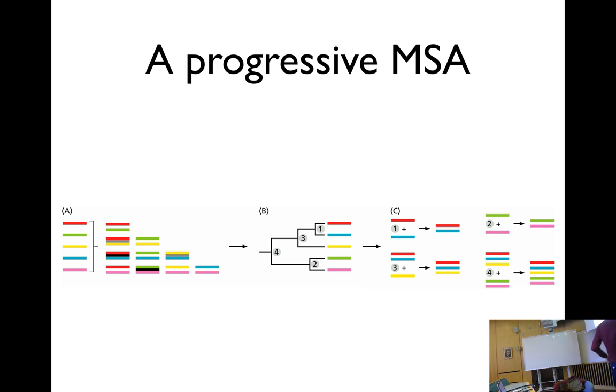Here you want to align these two sequences to the third sequence. But these two are already aligned, so if you do this, you're not going to change the alignment between them. You're going to keep it the same. If you have a score here, you can get a score for that one, that one, that one, this one.